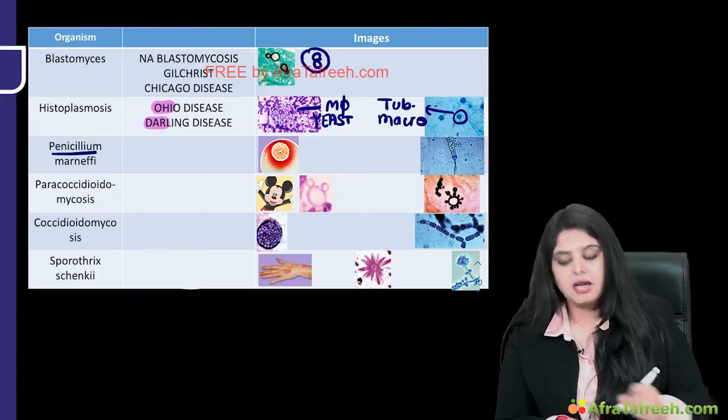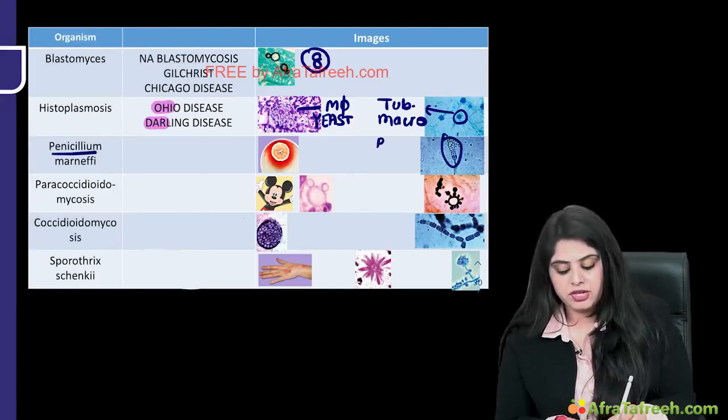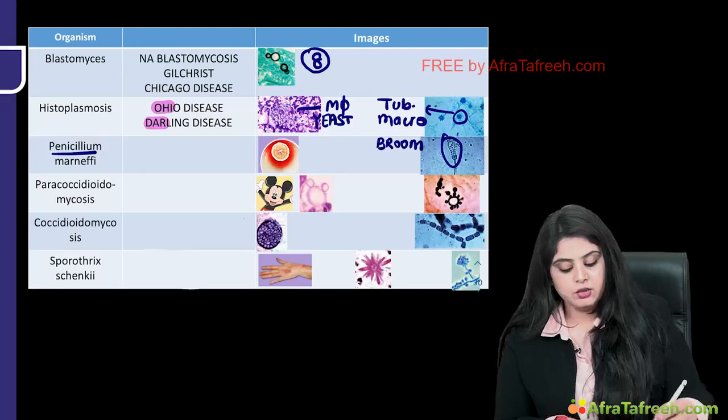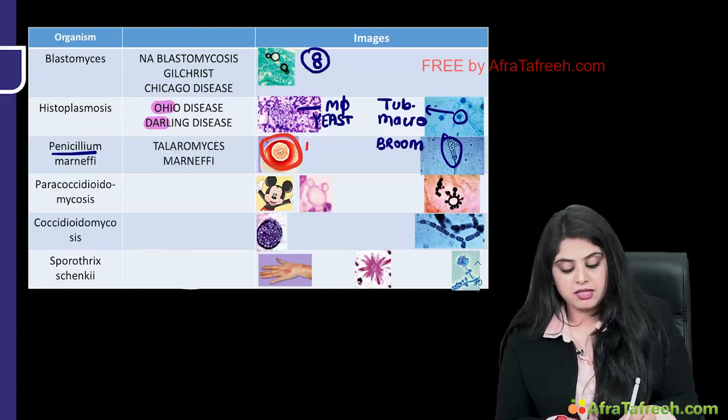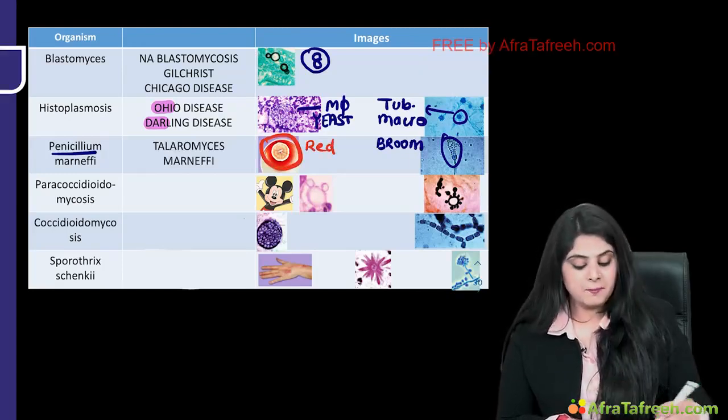Coming to Penicillium marneffei, of course, you know there is a broom or a brush appearance, and who were you hitting? You were hitting the bamboo rats. What is it also known as? Talaromyces marneffei, and you were making it red, so there's a red pigment.